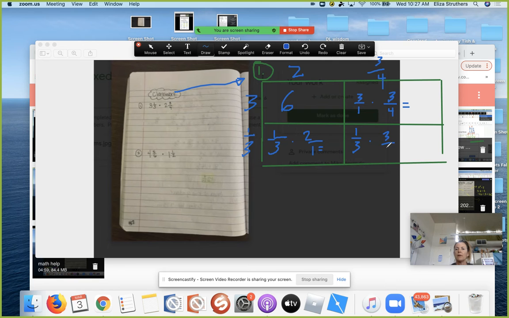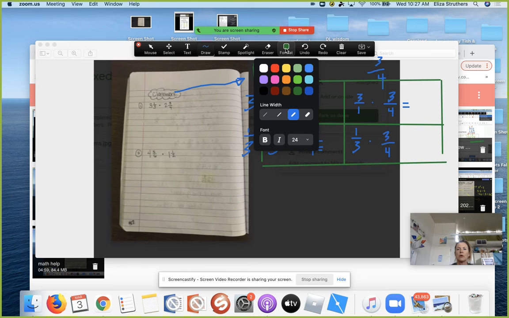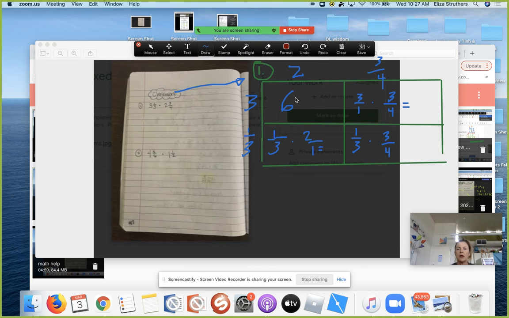All right. So now we need to work these out. Who can do this basic multiplication with me? Let's work it out in a bright red color. Okay. So 3 times 3 is 9 over 4. See how I'm just multiplying right across? 3 times 3 is 9. 1 times 4 is 4. Okay, that's how I got that numerator and denominator.